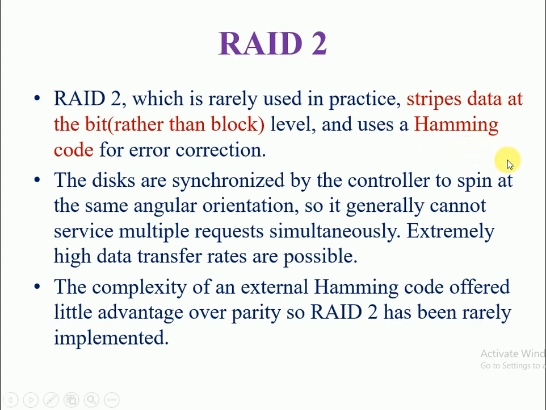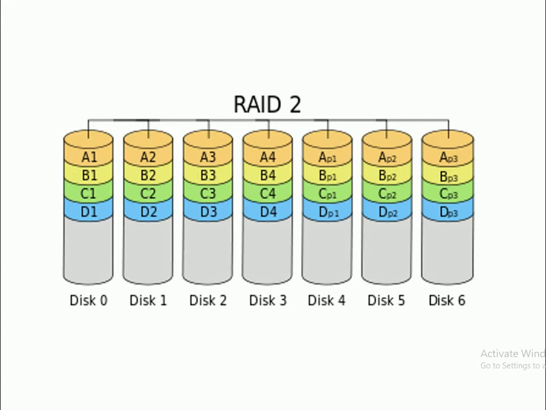Here you can see the RAID 2 architecture: disk 0, disk 1, with A1, B1, C1, D1. The diagram is very simple. A1 is a bit, a portion of element A. Similarly A2 is a bit of element A, A3 is a bit of element A, and A4 is a bit of element A. Each of these is similar to RAID 0, but the difference is these stripes are at bit level.